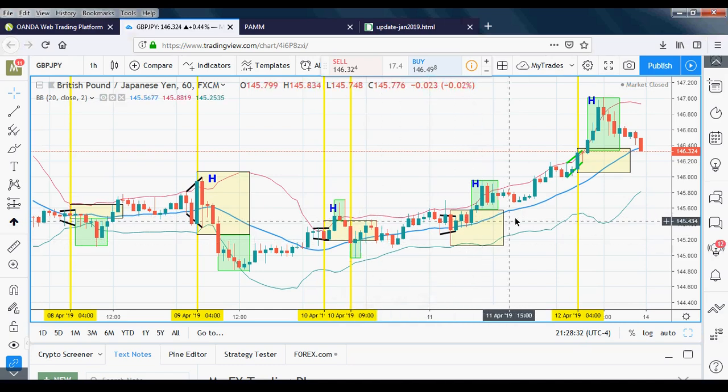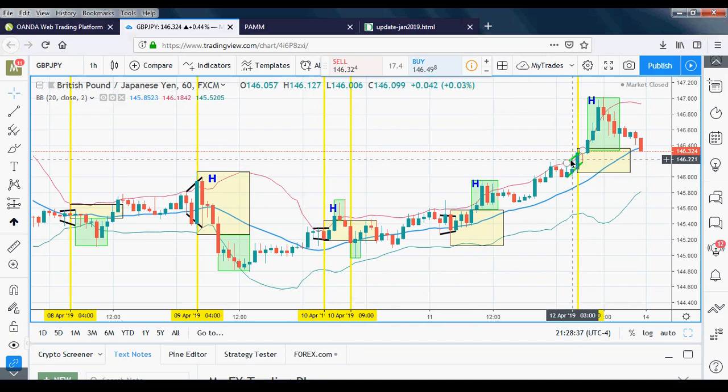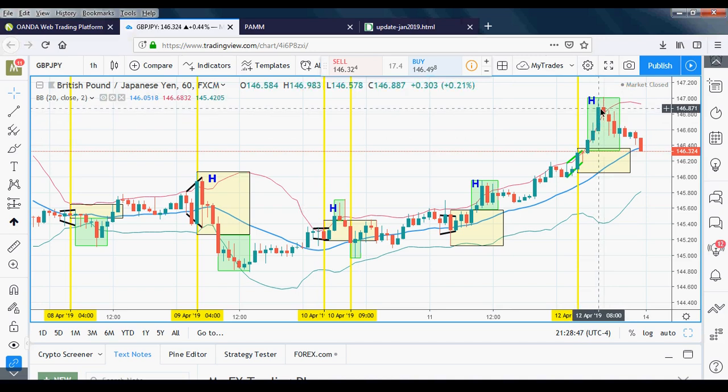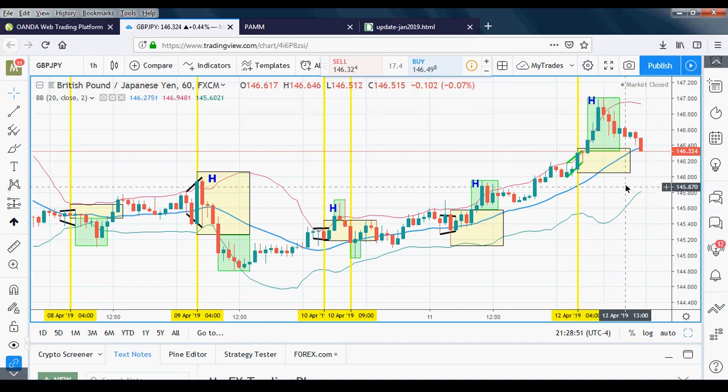But you can see the trend is up, and it continued. And over here, it verified the trend continues up. It broke out above our signal trading range. We hedged it and made pretty good profits. So that's British pound and Japanese yen.